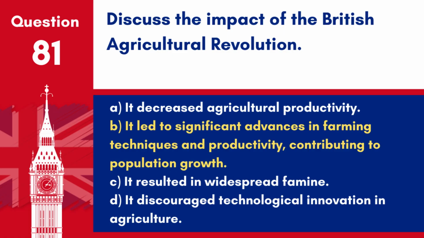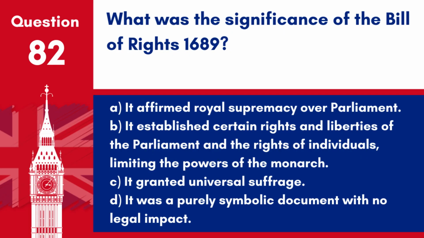Answer B. It led to significant advances in farming techniques and productivity, contributing to population growth. The British Agricultural Revolution involved innovations like crop rotation and selective breeding, which greatly increased food production and supported population growth and urbanization.